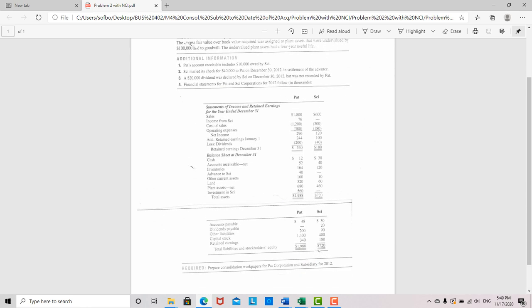Okay, so that's the first video here, but I'll keep introducing you to the problem in the second part of the video. Notice that these statements that you see here are the same ones that are going to be in the consolidated working papers. And PAC's statements are post-equity method. You can tell because there's an income from sub there and because there is an investment account for $560,000, although you'll see that there's just a slight error in it. Okay, I'll put these videos up one after the other.